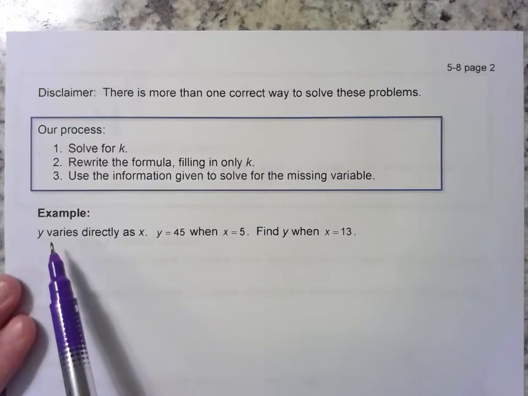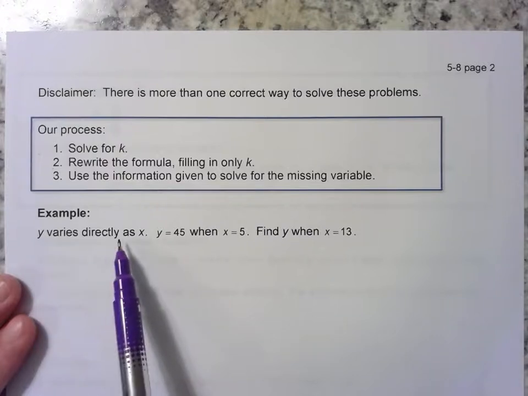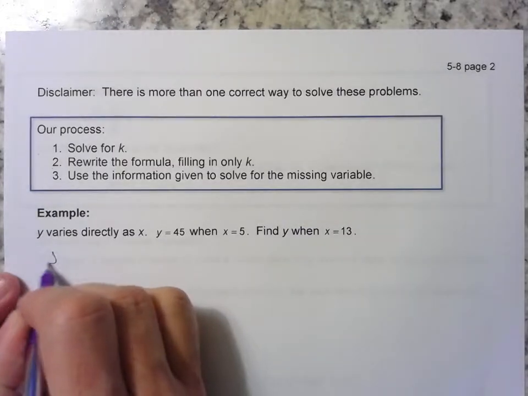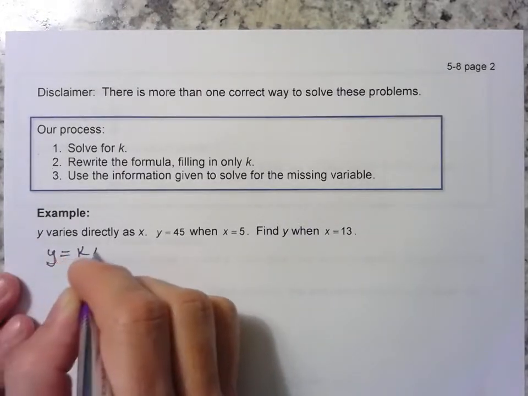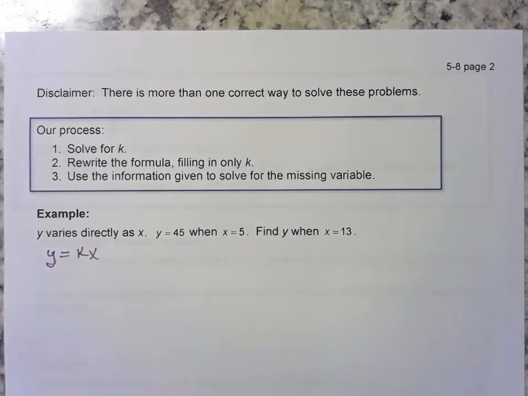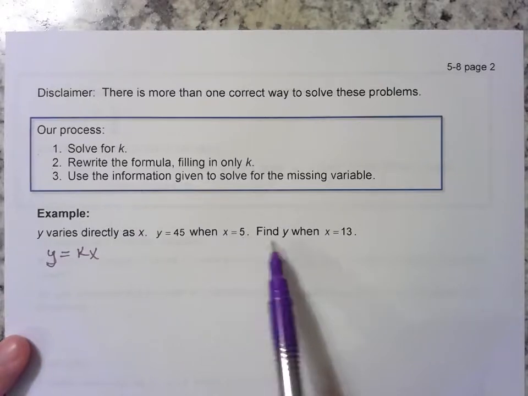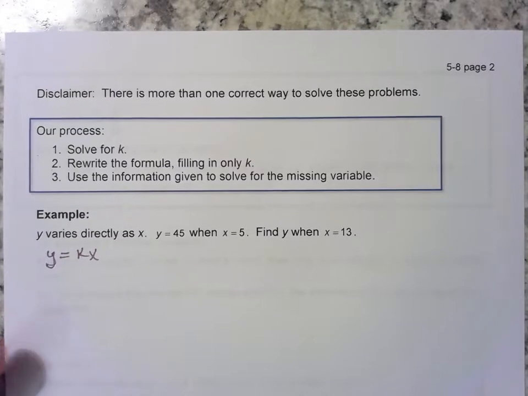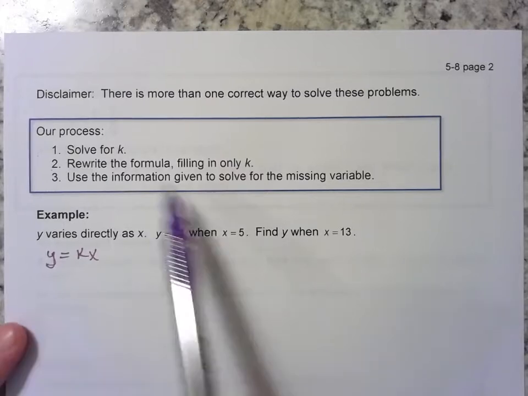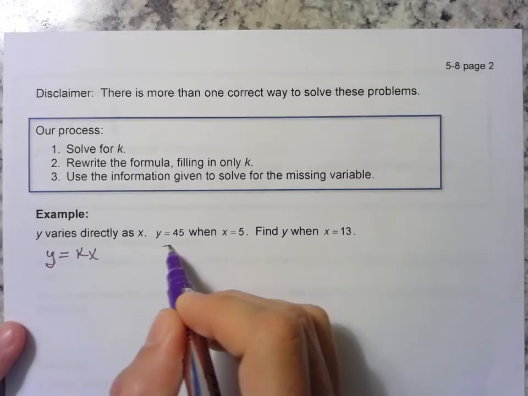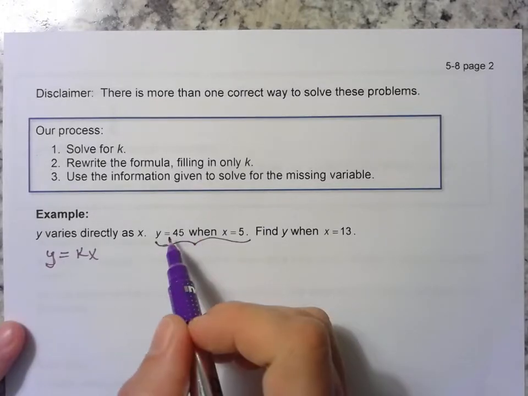Y varies directly as x. That means you can automatically set up your equation, y varies directly as x. That's what we had on that previous page. But then they say, y is 45 when x is 5. Find y when x is 13. So how in the world do we work this problem? We want to solve our formula for k. So we know these two things go together, right? Y is 45 when x is 5.